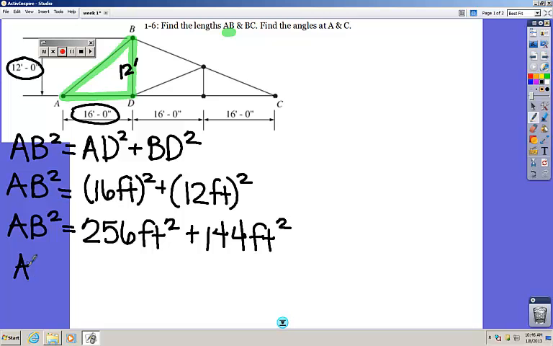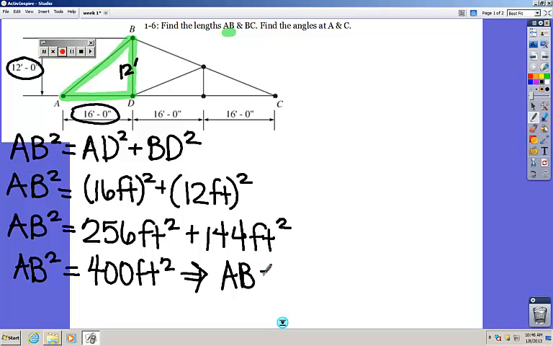So when we get that, we get AB squared is equal to 400 square feet. Now to find AB, we just take the square root, and we get AB is equal to 20 feet. So we have one part done, just like that.